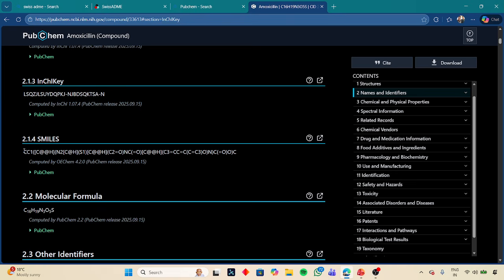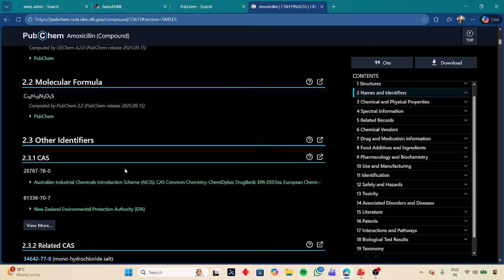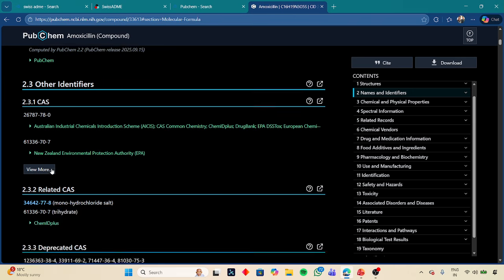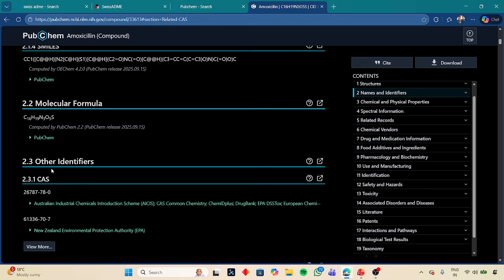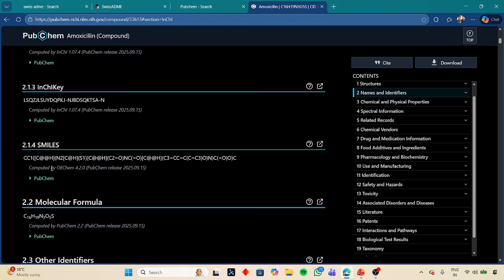SMILES are nothing but the simple text representation of a complex drug molecule. To represent a drug molecule, we have a linear simplified version, that is the SMILES. Then we have the CAS number, for industrial purposes. So these are some of the things that you can go through.